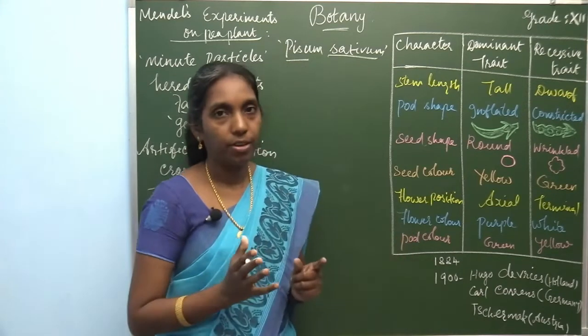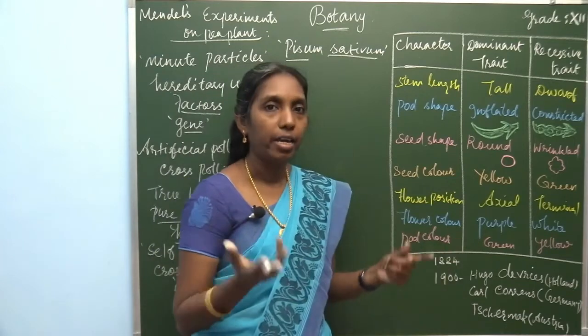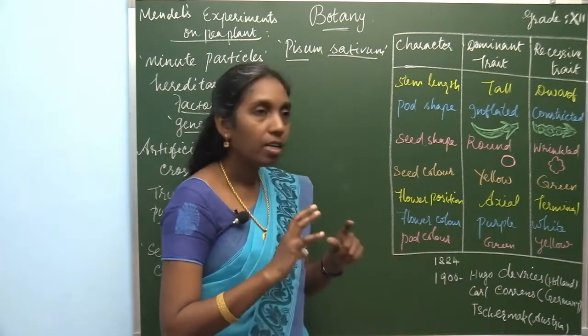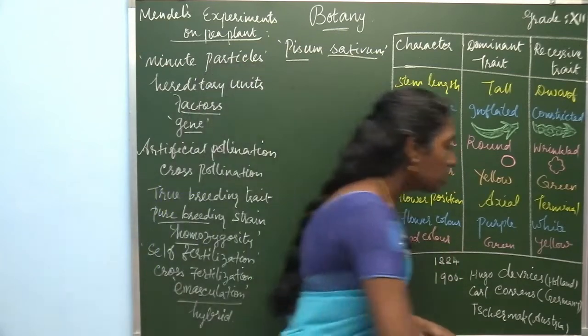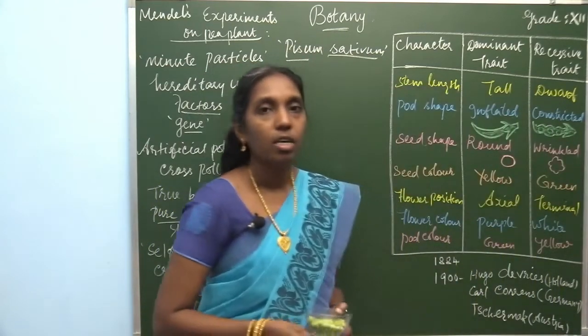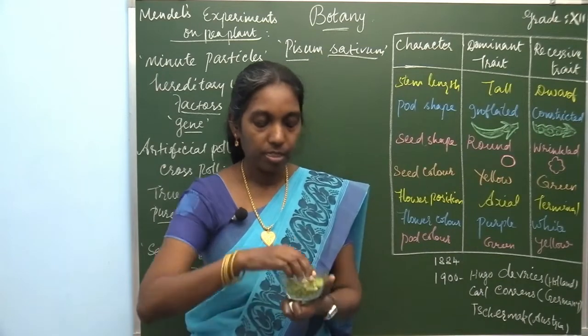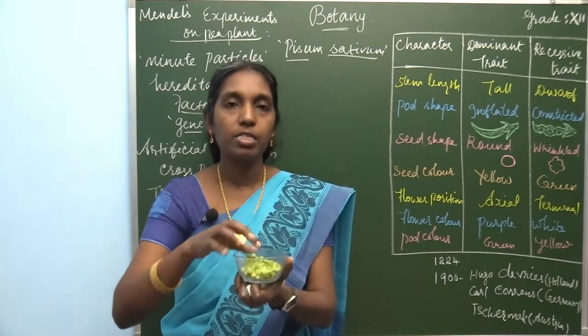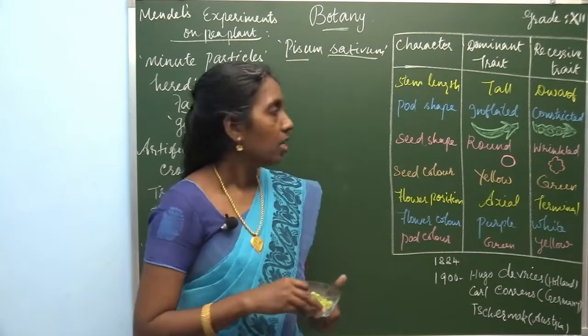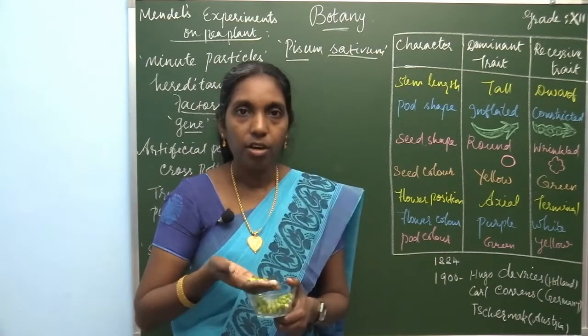Then the color of the flower, purple and white. Then the color of the pod, green and yellow. So this is Pisum sativum. This is the seed of Pisum sativum. He selected this Pisum sativum plant, and this is the seed of this plant.